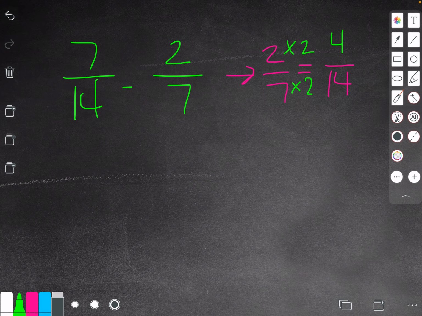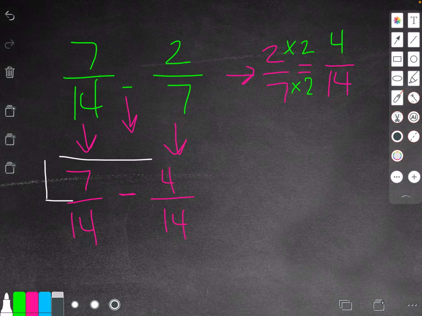Now I get to rewrite my problem. 2/7 I turned into 4 over 14. I'm going to keep 7/14 the way that it is, and I'm keeping the same sign. Now I am at 7/14 minus 4/14. I can literally just look at the top portion of it. I am only changing the numerators because I cannot change how many parts there are in the whole. So 7 minus 4 is going to be 3, and there are still 14 pieces in the whole.